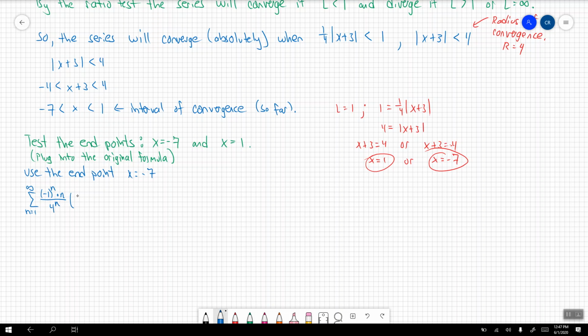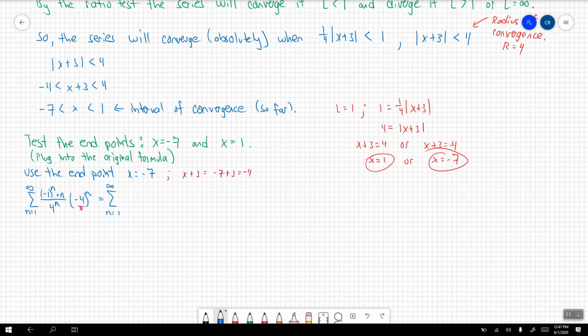Now x plus 3 in here is going to give us negative 4 to the power of n. Remember, we're using x is equal to negative 7, so x plus 3 is equal to negative 7 plus 3, which is negative 4, and that's what we get right in here. Nice. All right, let's keep simplifying.